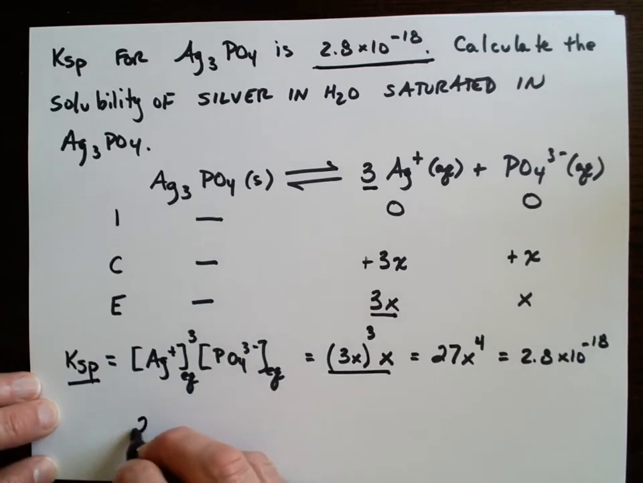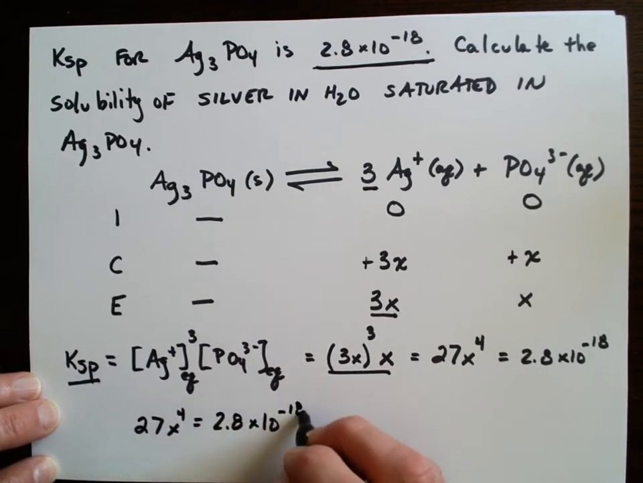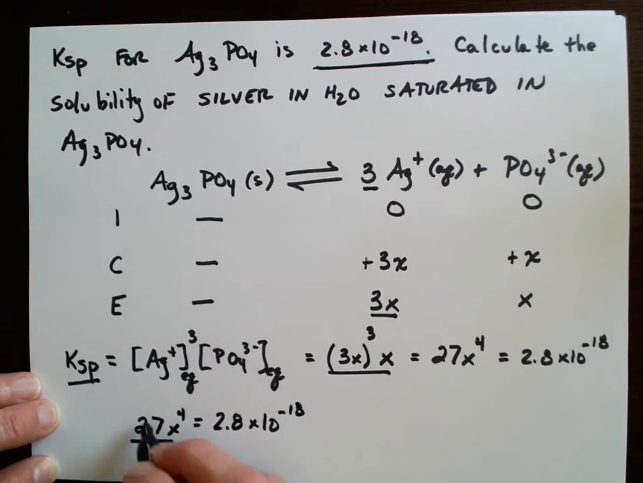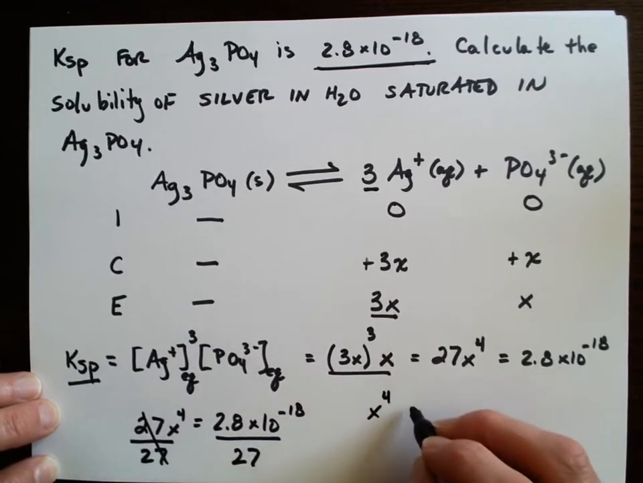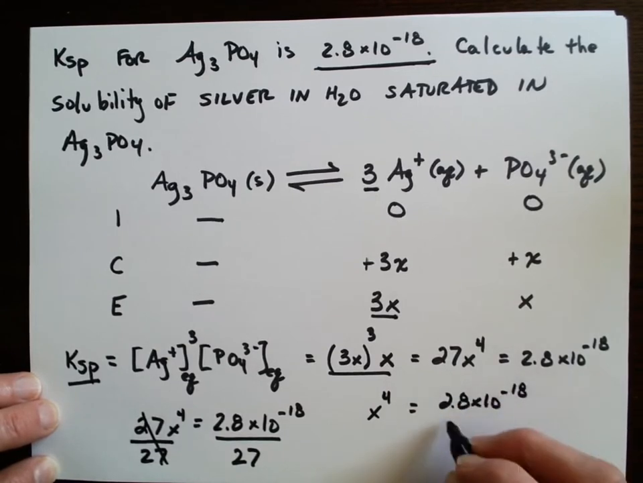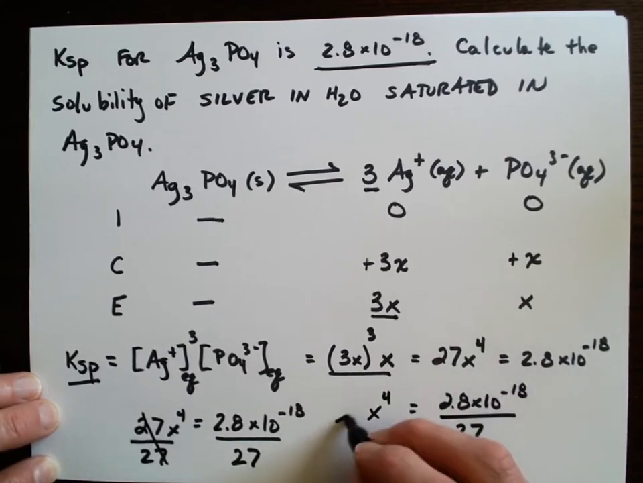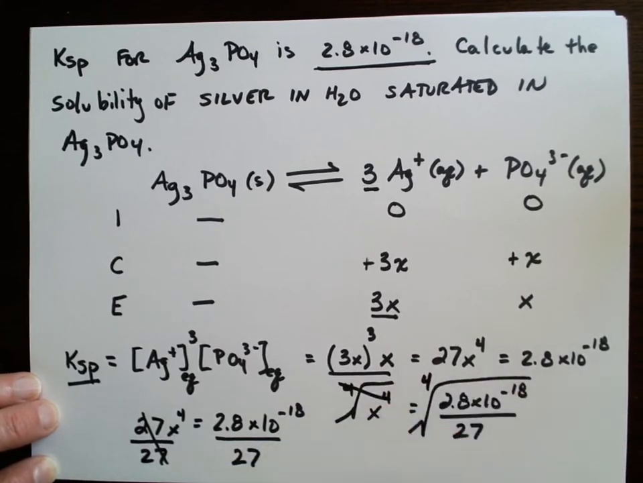So let's see. I have 27x to the 4th power. That's going to be 2.8 times 10 to the negative 18. I'm going to divide both sides of this by 27. So I have x to the 4th. That's going to be 2.8 times 10 to the negative 18. And I'm going to divide that by 27. Now I'm going to take the 4th root of both sides to get rid of this x to the 4th.